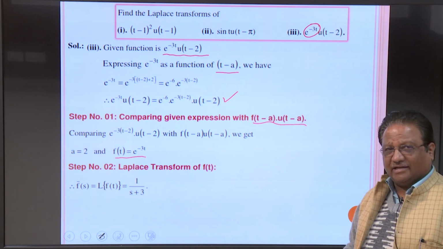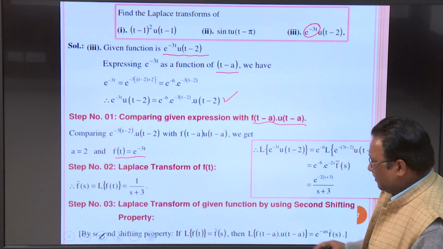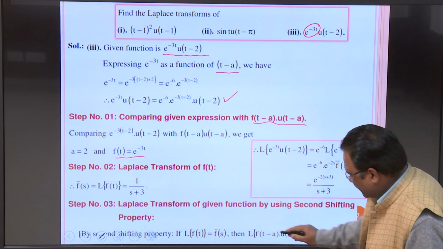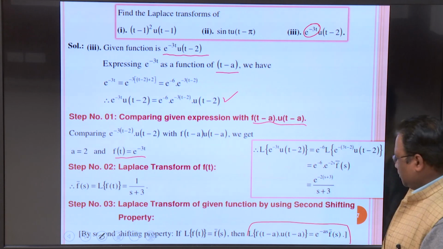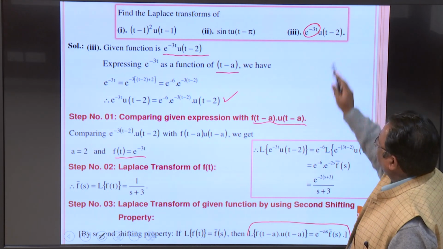अब f bar s आ गया. Okay, now the third step is using the second shifting theorem. Laplace transform of the given function by using the second shifting theorem. Second shifting theorem means this. Use this expression. Now L of e raised to power minus 3t u(t minus 2).